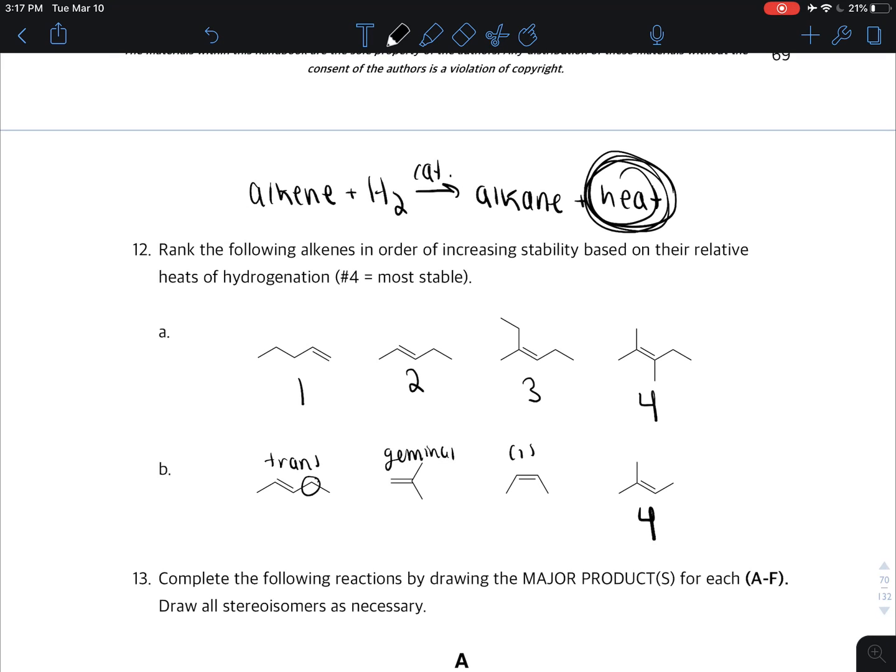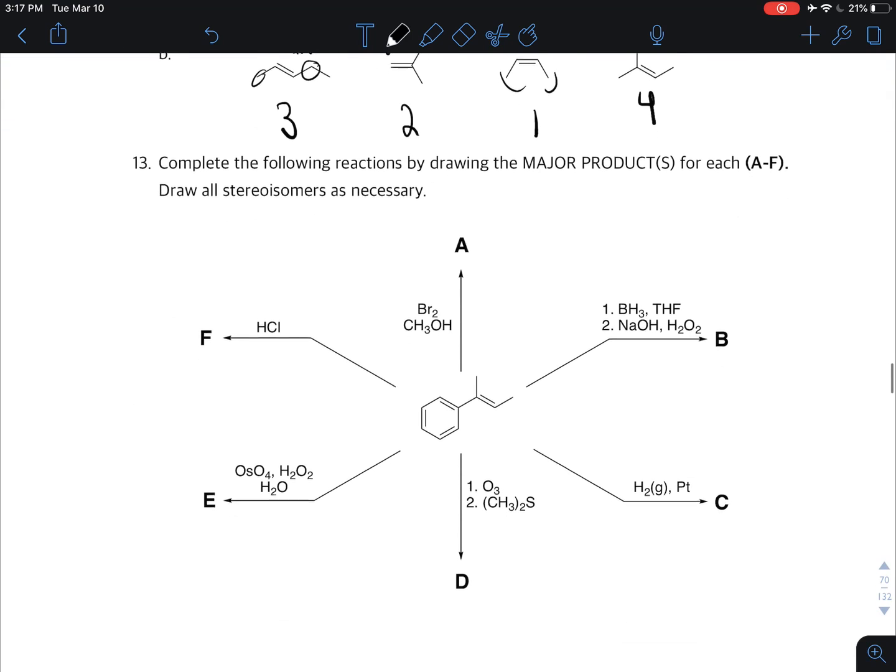Okay, so trans is the best because the steric hindrance of those substituents is 180 degrees apart. We know that based on our Newman projections. And then between the geminal and the cis, the geminal is the better one, because of how close the groups in the cis come into contact with one another. These groups are pretty much farther away than these groups are over here. Okay, so that's how I'd rank those.